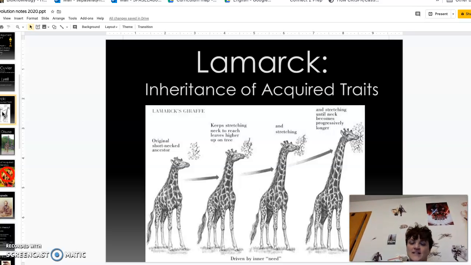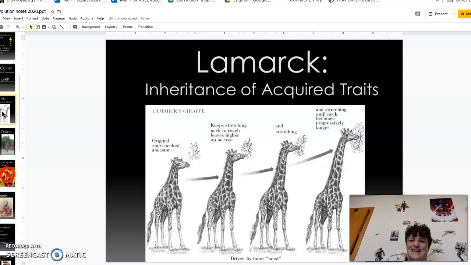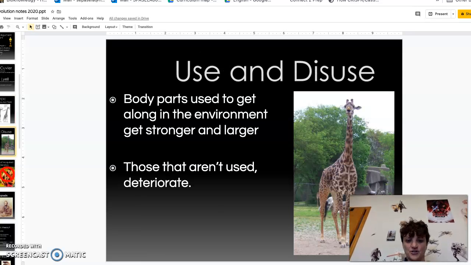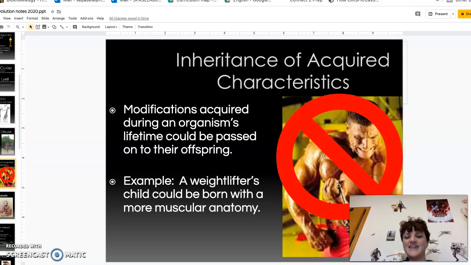We know now that that's not true, but I love that idea. It just makes me giggle. But that you could somehow acquire a trait and pass it on to your baby, right? His big thing was giraffes stretched their necks. They stretched and stretched, made their necks really long, and then passed that on. So if a weightlifter got really buff, he could have a really buff baby.